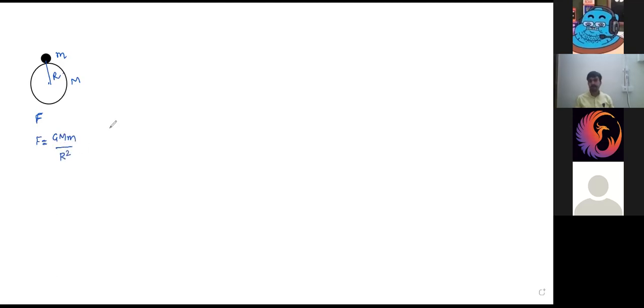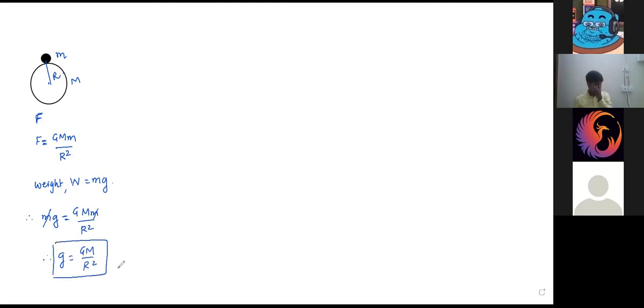Second part: what is the weight of a body? Weight of body is W equal to m into g. Now can I say weight and gravitational force are the same? We can write, therefore, m into g is equal to G M m upon R square. The m cancels. So g is equal to G M upon R square. This g is equal to G M by R square.